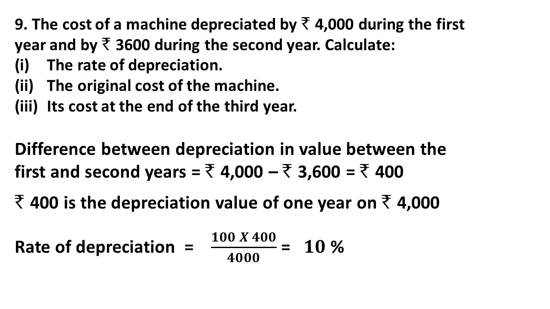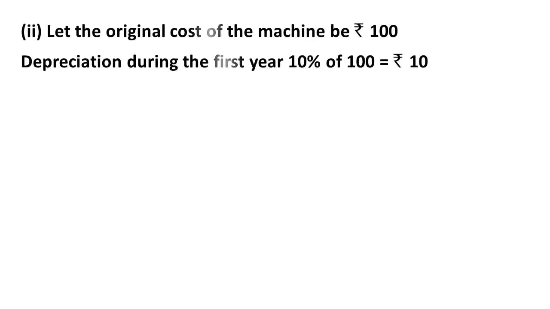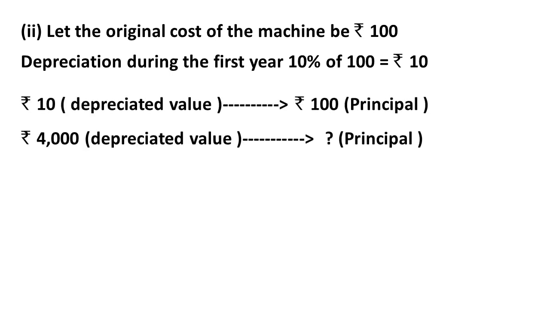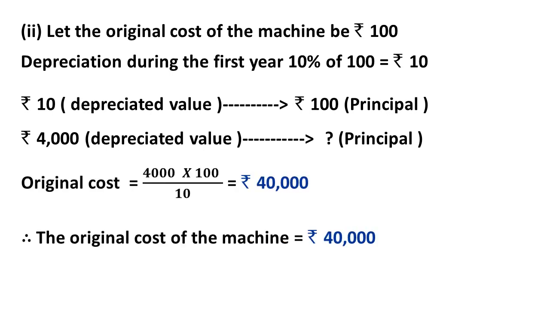As we don't know the original cost of the machine, let us proceed in the similar way. Consider the cost of the machine as rupees 100 and depreciation during the first year is 10%. So rupees 10 will be the depreciated value at the end of the first year. If rupees 10 is the depreciated value, my principal would be rupees 100. If rupees 4,000 is the depreciated value, what would be the principal? The principal would be equal to rupees 40,000. So hence the original cost of the machine is 40,000. Sub question 2 is solved.